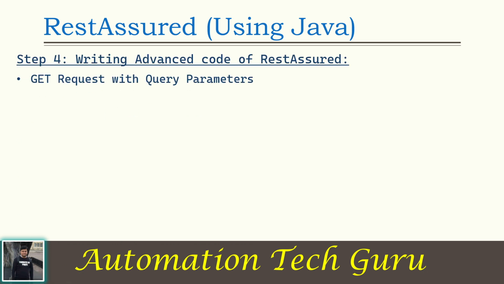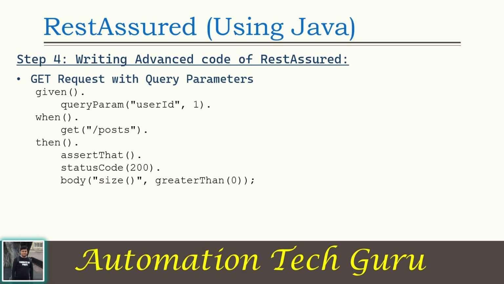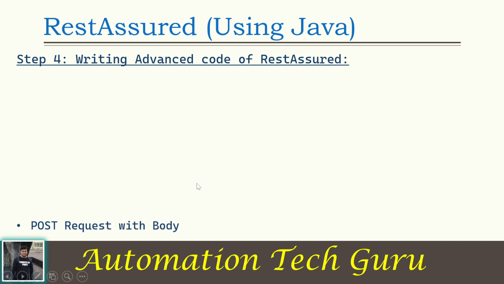Next is get request with query parameter. So how can you pass that? Given query parameter user ID 1, get post, then assert that status code 200, body size greater than 0.